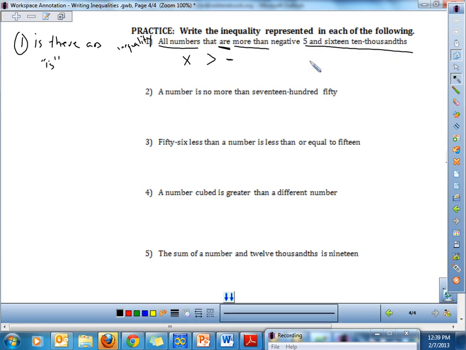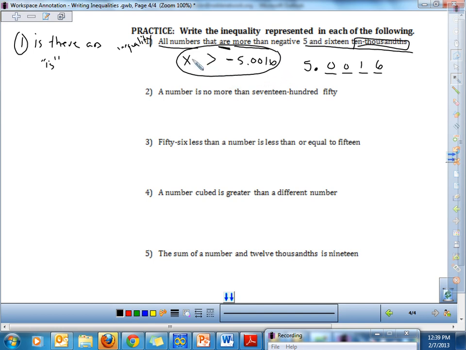5 and 16/10,000. I know 5 is going to be like this, and "and" tells me to put a decimal place. 16/10,000. The 10,000th place is 4 places after the decimal, and I need to fill it in with 16, so I'm going to put 16 at the end and fill in with 0. So this would be 5.0016. Here's our expression. Notice, because it was an inequality, we did not flip these around. Even though it's like a more than or less than, we don't flip it around unless it's an equation or an expression. So let's do another example.